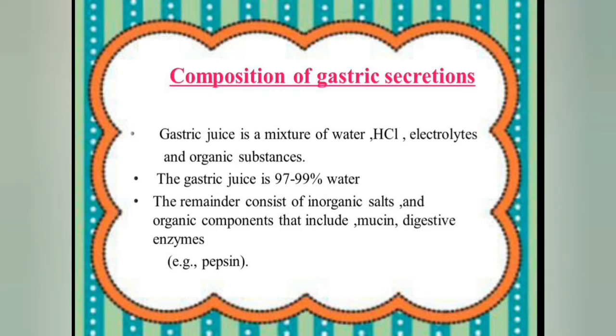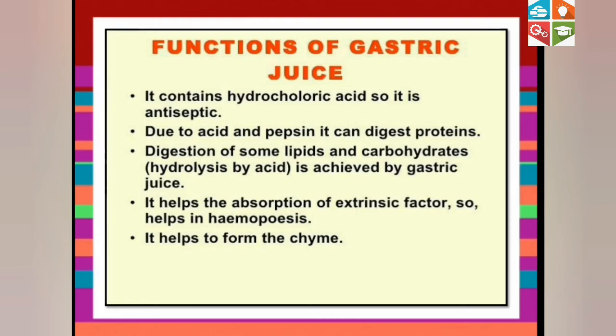One example is pepsin, one of the gastric juices secreted by the stomach. Now let's see the function of these gastric juices. It contains hydrochloric acid, so it is antiseptic. As you know, our stomach secretes hydrochloric acid, that is HCl, and HCl is an antiseptic for the stomach.